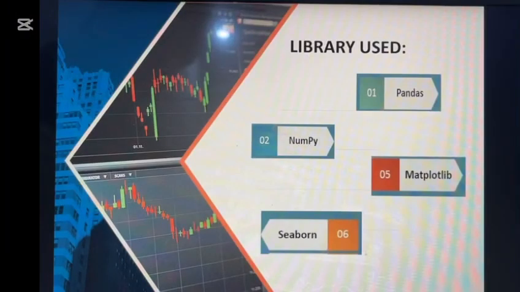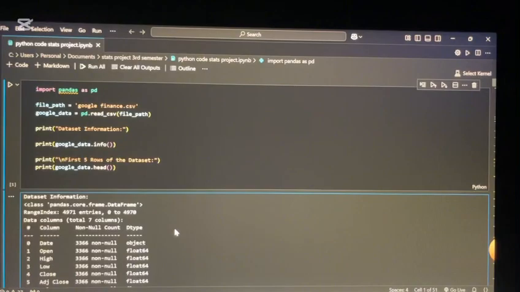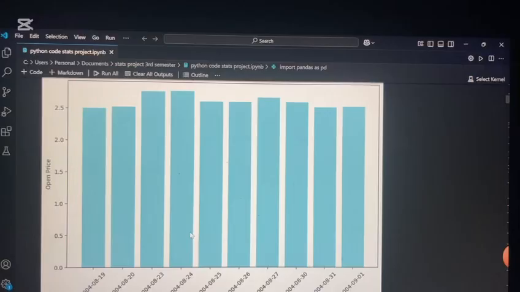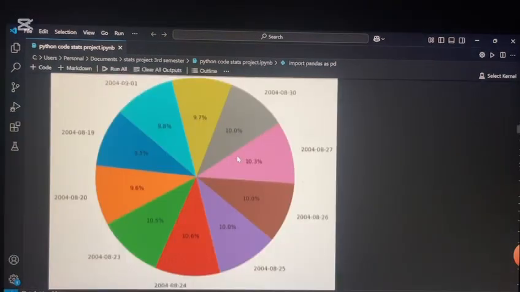In our datasheet, we use the following Python libraries. First one is the Pandas library, which we use for creating and manipulating the datasheet. The second one is the NumPy library, which we use for statistical measures for both grouped and ungrouped data. And the last library which we use is Matplotlib for the visual representation of data for grouped and ungrouped.